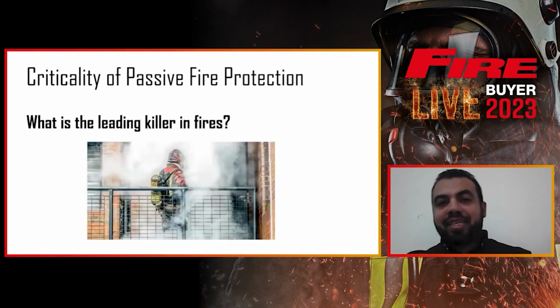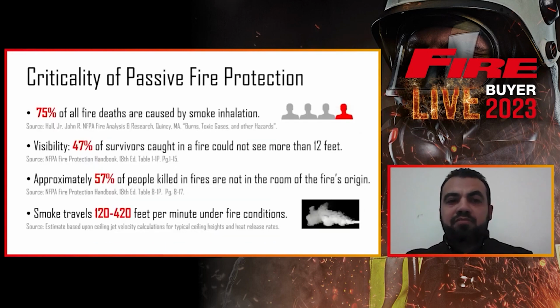So what is the leading killer in fires? Is it the fire itself or the smoke? Smoke and toxic gases are the main killer. About 75% of fire deaths are caused by smoke inhalation. Additionally, smoke affects visibility, so people will not be able to see where the exits are or how to get out of the building, and it also affects the capability of firefighters to rescue people.